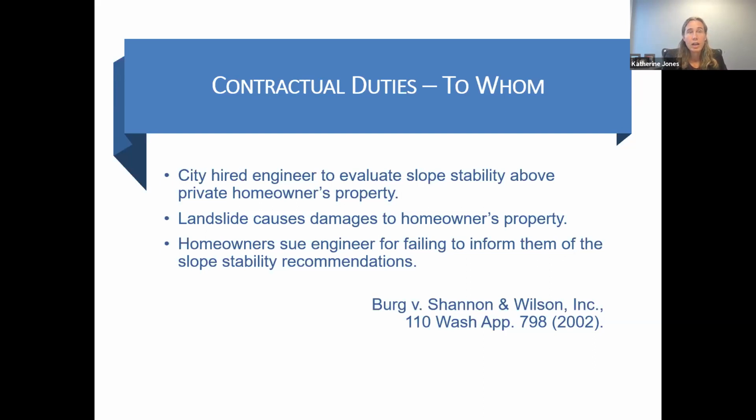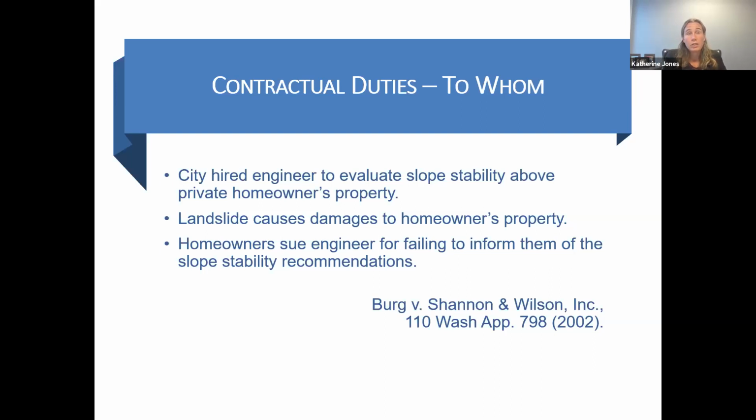The city of Seattle obviously has no real claim back against Shannon and Wilson because Shannon and Wilson made correct recommendations to the city about the slope stability and what they needed to do to ensure the slope was stable. However, the homeowners made an argument that Shannon and Wilson should have informed the homeowners about the slope stability recommendations in order to prevent harm to them.